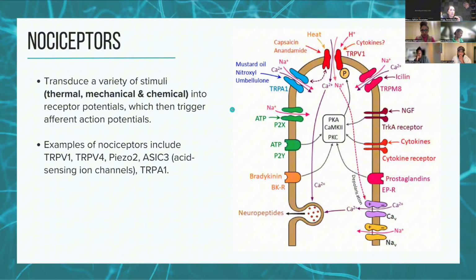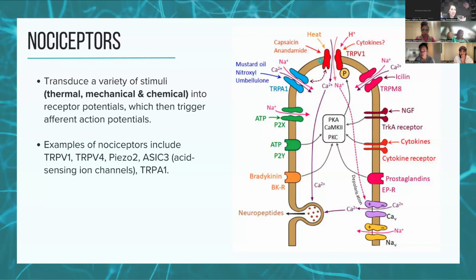Now, the nociceptors, there are different types of nociceptors. A lot of these are ion channels, and a lot of them are part of this TRP family. So TRPV1, TRPV4, TRPA1. A lot of these are stimulated by different types of chemicals. If you've heard of TRPV1 before, that's the nociceptor that capsaicin stimulates. So capsaicin is like the spicy component of hot peppers. That's how we've been able to study the TRPV1 receptor.